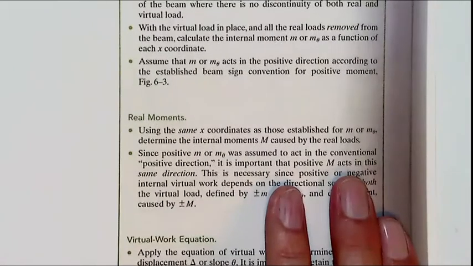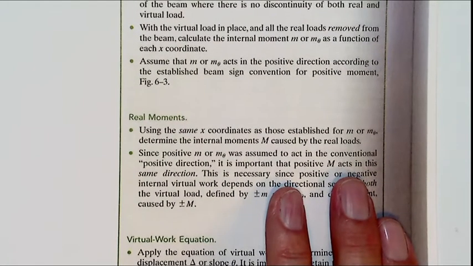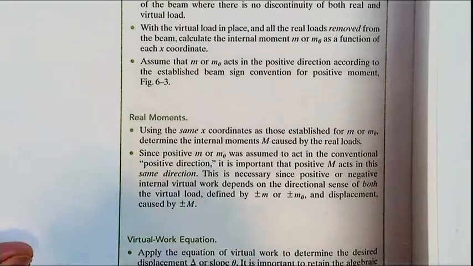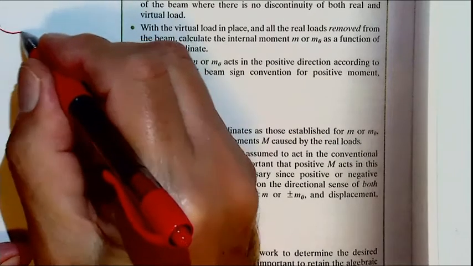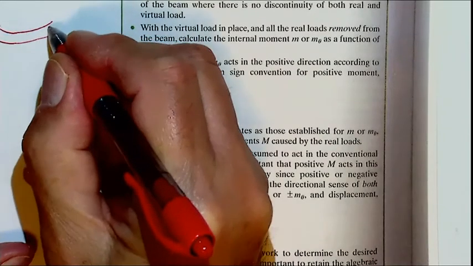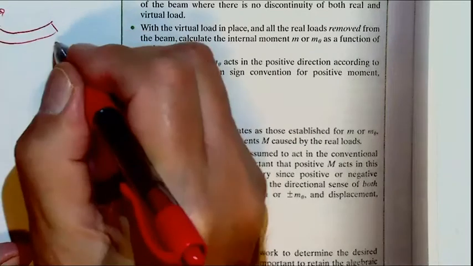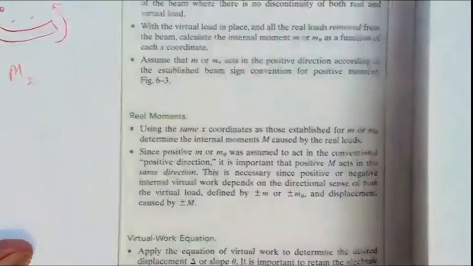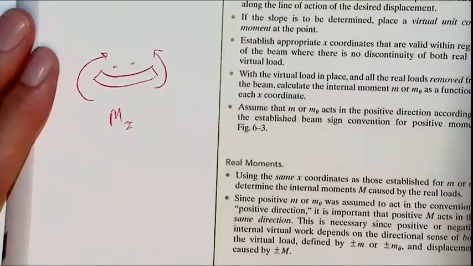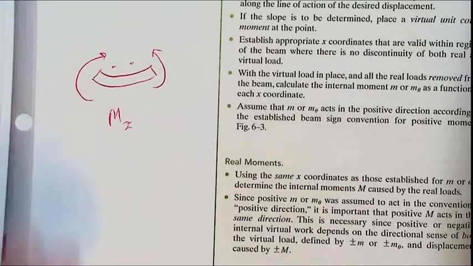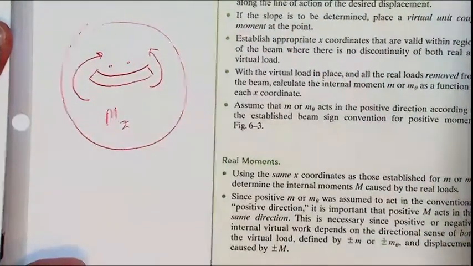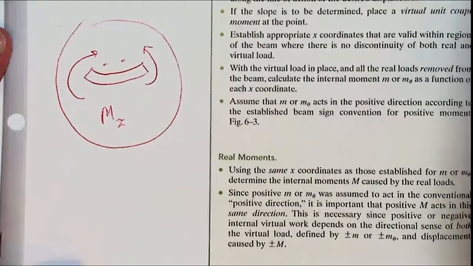Assume that m or m theta acts in the positive direction according to the established beam sign convention for positive moment. Do you remember? If I have this beam that the upper fibers are in compression, then moment is positive. Or if the beam element smiles at you, then the bending moment is positive, which means that there is compatibility here between the smiling face and the convention for the positive moment.